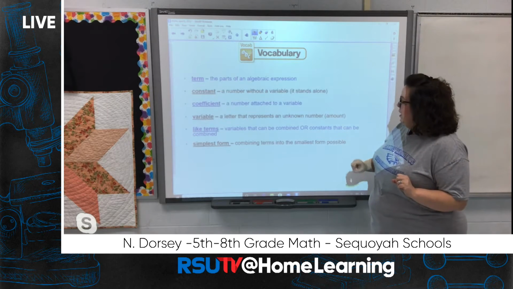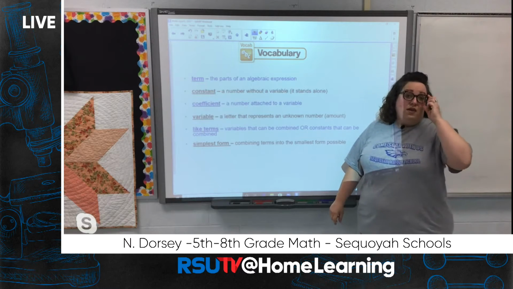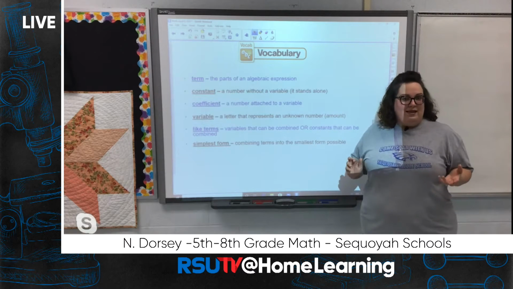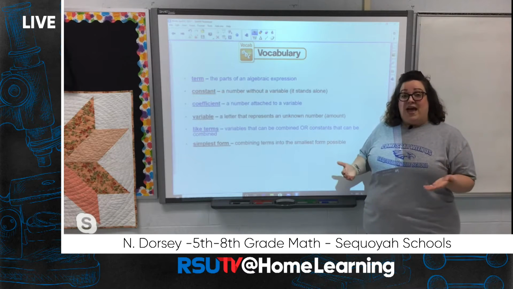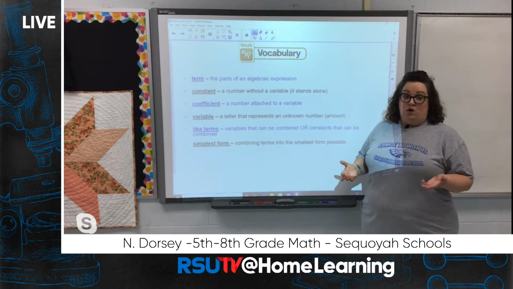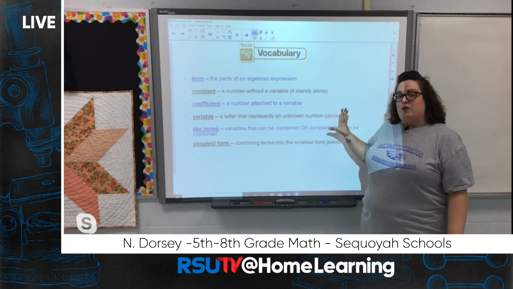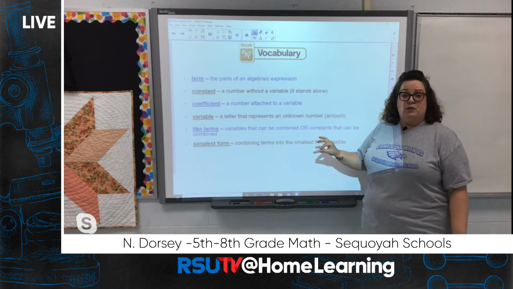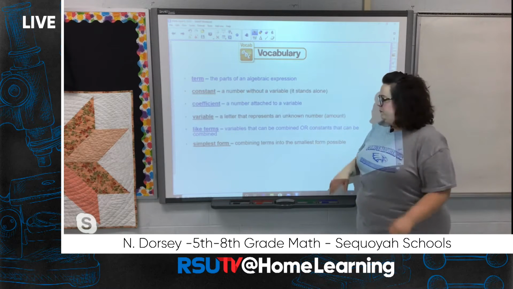Simplest form. Combining like terms into the smallest form possible. So think of a fraction, like let's say 5/10. If I put that in reduced form or simplest form, then I would get 1/2. Well, that is the same concept when we put algebraic expressions into simplest terms. I want to get it as small as I possibly can. Okay?